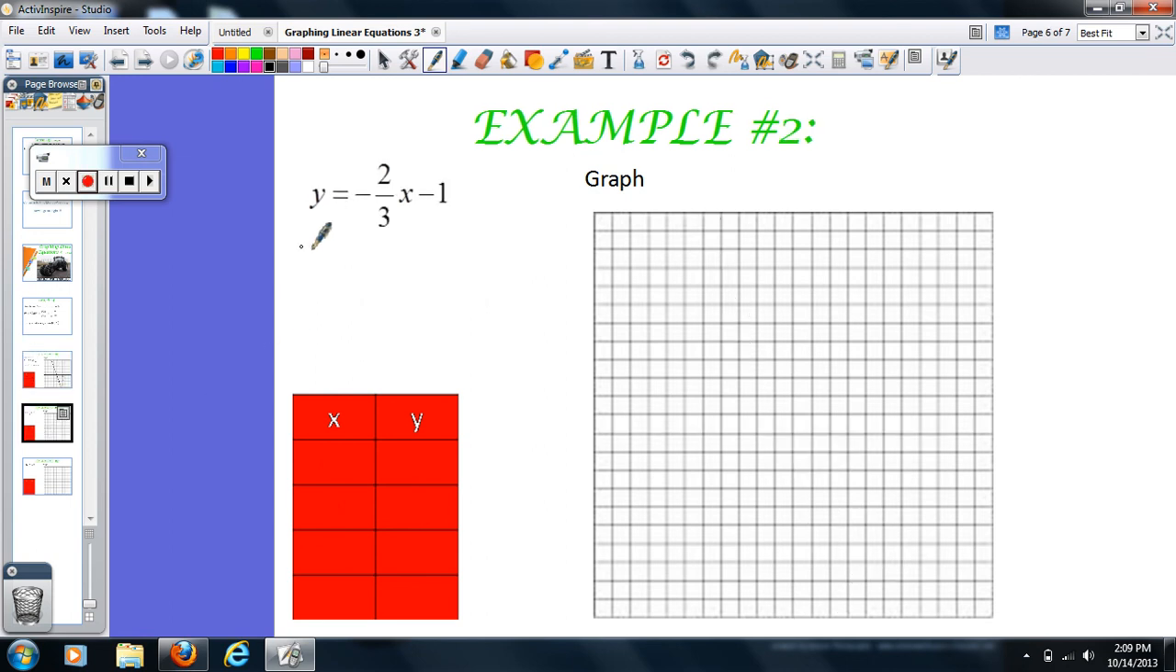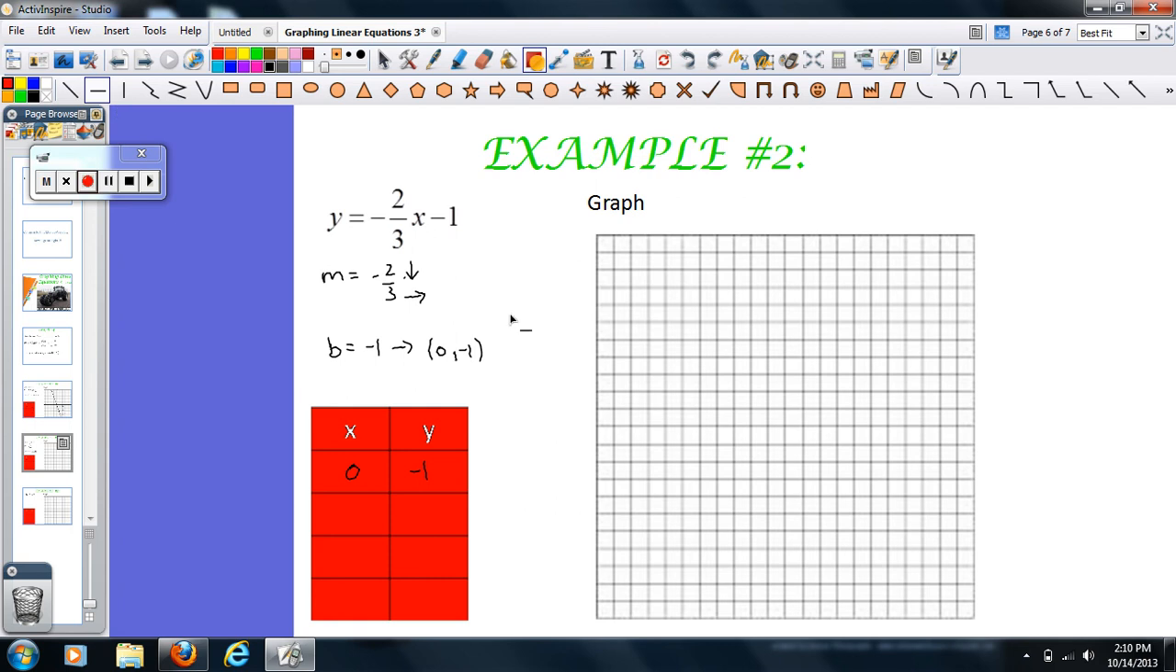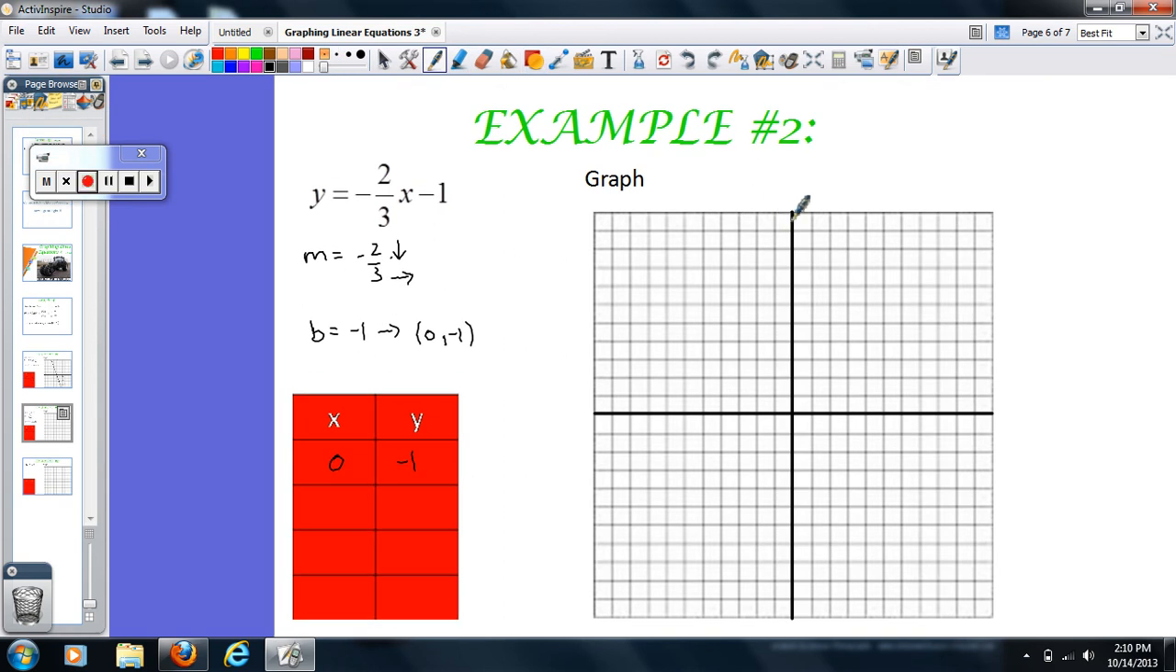Alright, for this one we're going to go through the same steps. So I'm going to find the slope, which is negative 2 over 3. Which means I'm going to go down 2 and I'm going to go right 3. My y-intercept is negative 1, which means I'm going to write it as a point, (0, negative 1). Start by graphing that first. And we got to do our x and our y-axis here. Got my x and my y-axis.